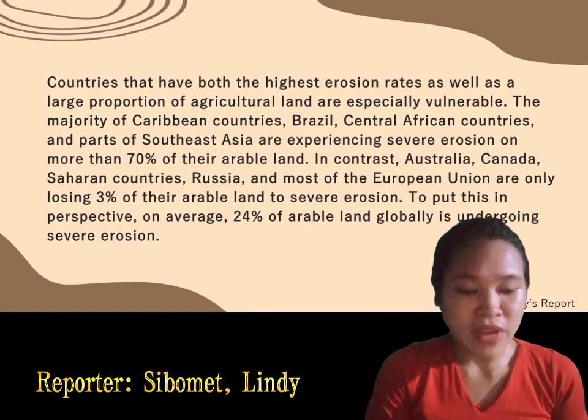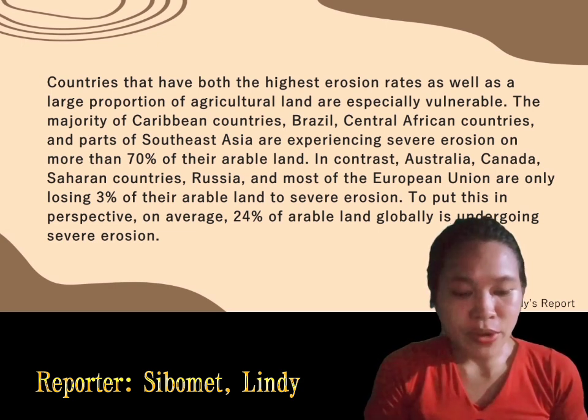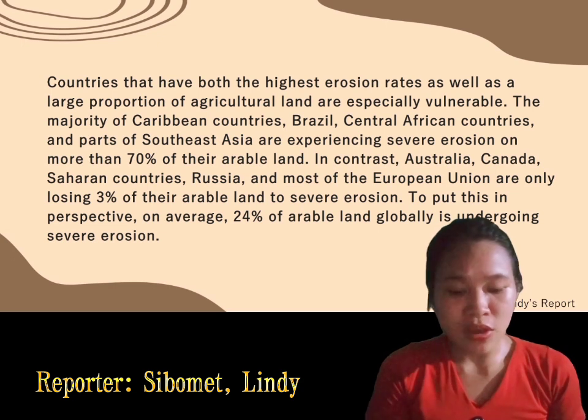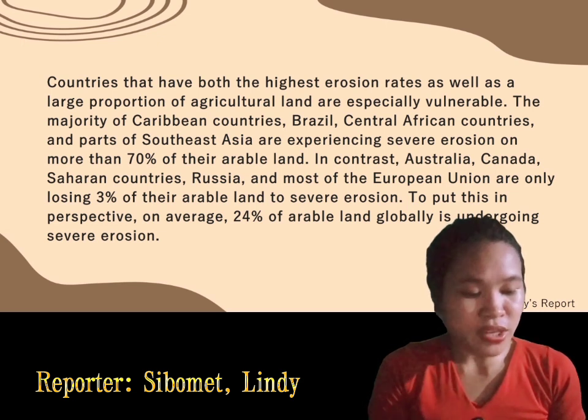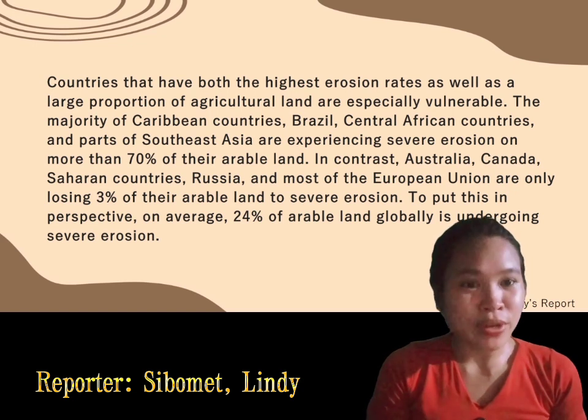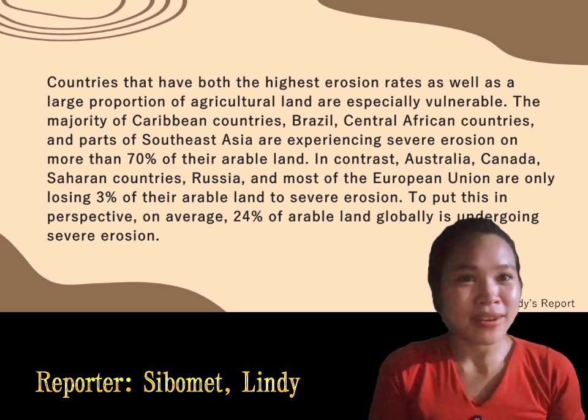Countries that have both the highest erosion rates as well as a large proportion of agricultural land are especially vulnerable. The majority of Caribbean countries, Brazil, Central African countries, and parts of Southeast Asia are experiencing severe erosion on more than 70% of their arable land. In contrast, Australia, Canada, Saharan countries, Russia, and most of the European Union are only losing 3% of their arable land to severe erosion. To put this in perspective, on average, 24% of arable land globally is undergoing severe erosion.